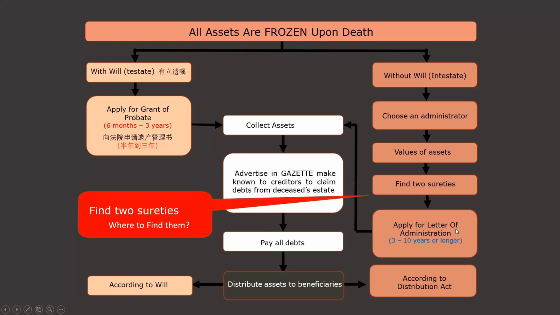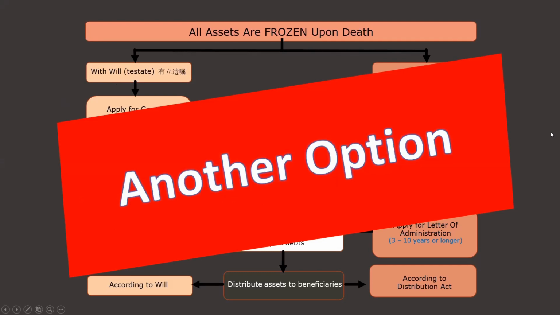Then after that, you apply for the letter of administration, or the LA, and only then can you distribute according to the Distribution Act. So you can see without a will, without a piece of paper, it's very, very long, very, very tedious. It's even worse than if you don't have a will, right? So there is another option. So what option is it?